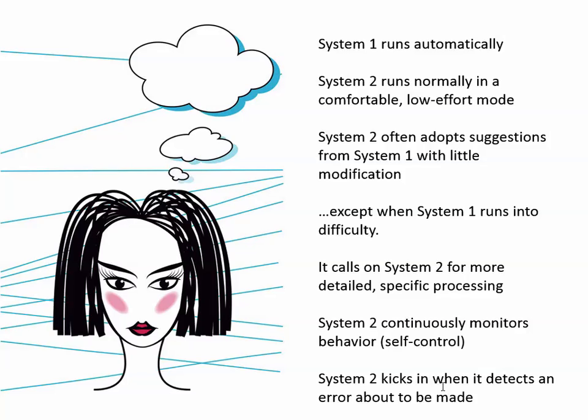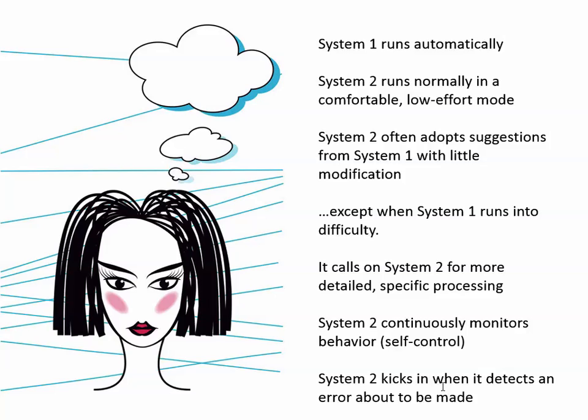Unless you have a job like some of you, by the way. Because if you're in a calm situation, System 2 adopts suggestions from System 1 with little modification. Sometimes System 2 is monitoring what's going on. It can say to System 1, oh, tone down that emotion, or don't feel that way, or watch out for what you're doing. Sometimes System 1 runs into difficulty because it can't form the associations, things aren't working right.